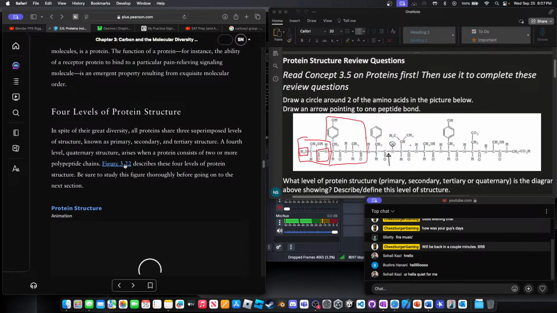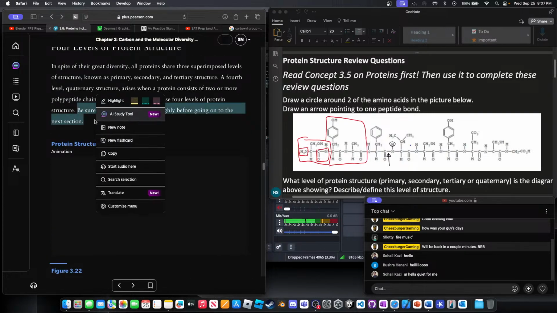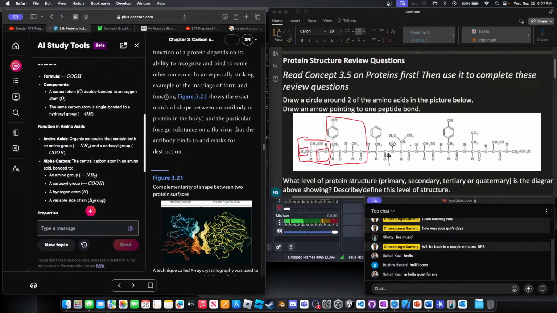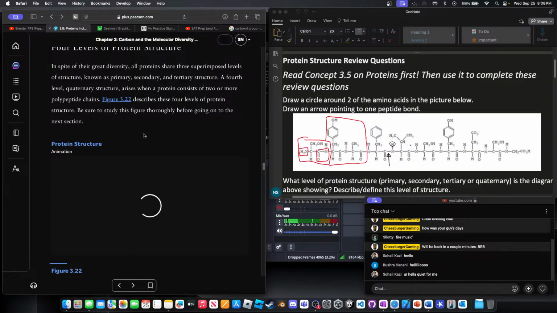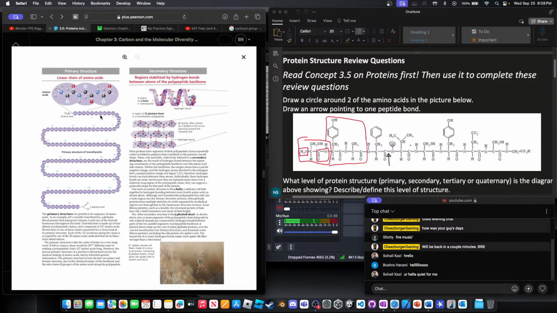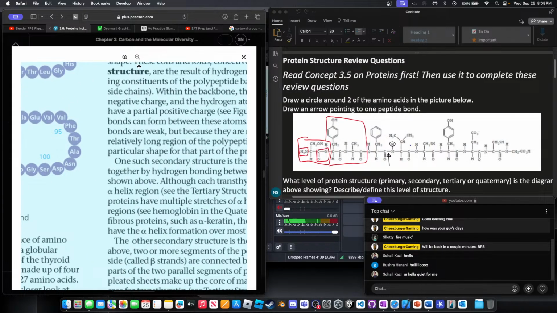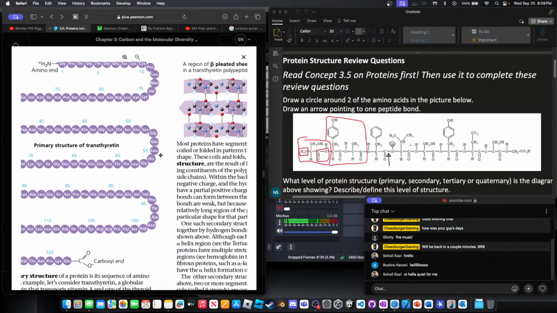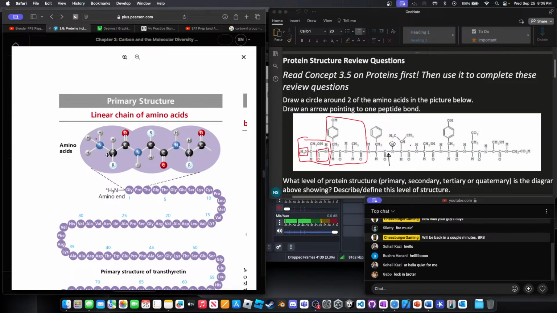Figure 3.22 describes these four levels of protein structure. Be sure to study this figure thoroughly before going to the next section. Okay, let's take a big look here. Primary structure, linear chain of amino acids. Okay, here's our carboxyl group. Here's our amine group.